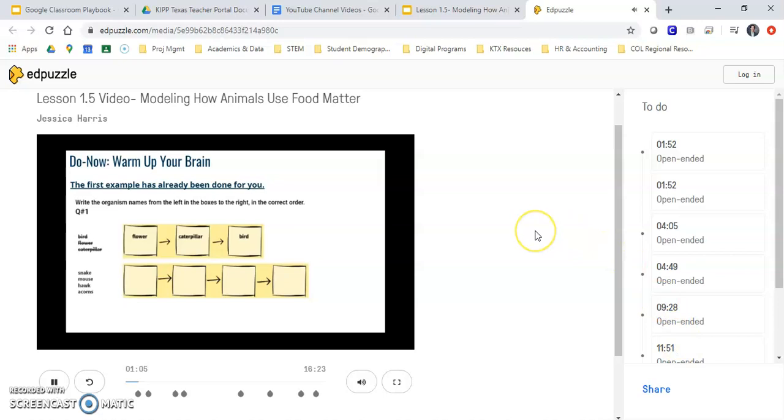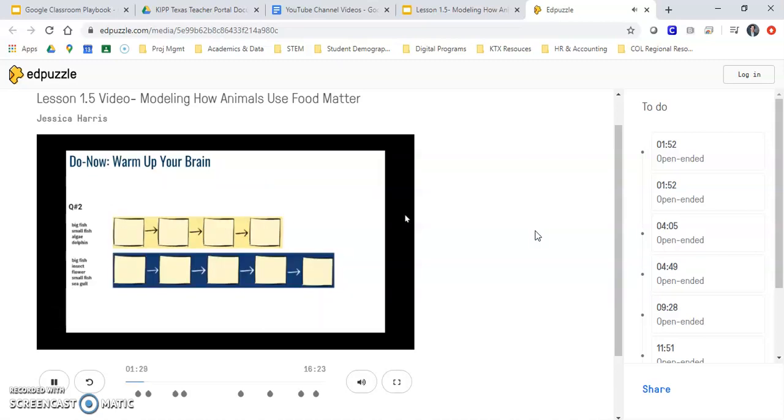Great. So the correct order is acorns, mouse, snake, and the hawk. Energy flows from the acorns to the mouse when the mouse eats the acorns. It flows from the mouse to the snake when the snake eats the mouse. And it flows from the snake to the hawk when the hawk eats the snake. So now you have two more examples to do.